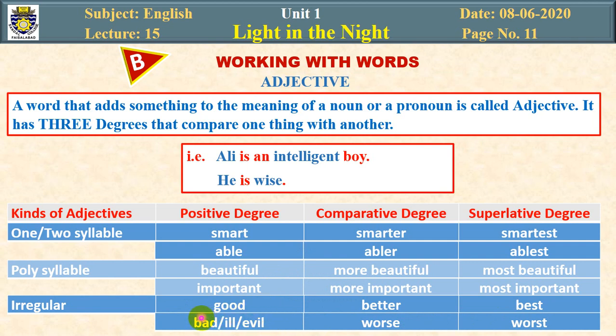All these 3 irregular adjectives have the same comparative and superlative degrees. Bad, worse, worst. Ill, worse, worst. Evil, worse, worst. So these are adjectives and their formation of comparative and superlative degrees. I hope you might have understood adjective and its degrees.